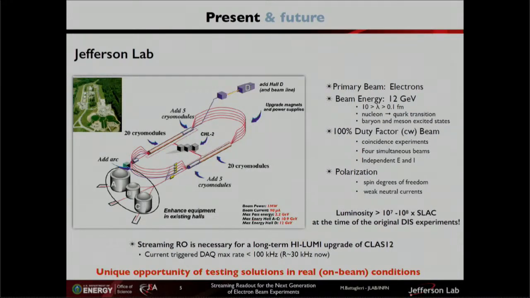This is a 12 GeV machine with high luminosity. It's 100% duty factor, medium energy, but a lot of data. We are talking about luminosity usually in the range of 10 to the 35, but with some experiments in the future that want to hit up to 10 to the 39. So it's going to be really a huge amount of data that you need to select or process almost real time.